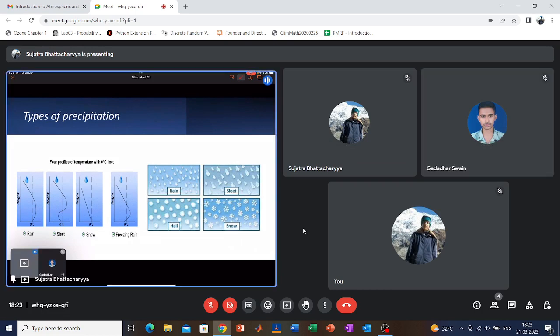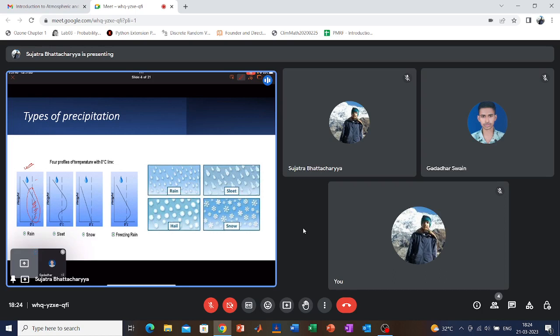Now there are 4 profiles of temperature with the 0 degree Celsius isotherm. First is for rain. For rain, what is happening? You can see that up to the middle atmosphere the temperature is high, and after that it decreases. This is the particular condition for rainfall formation. Some warm moisture should be present in this level, that's why the temperature is large, and as it goes with height, it cools down. That is the simple temperature profile which we expect.